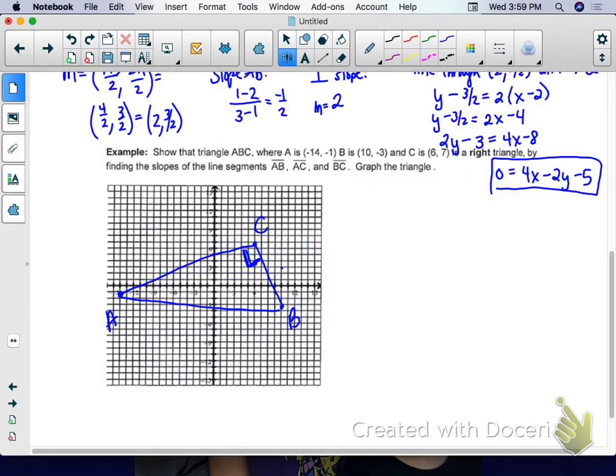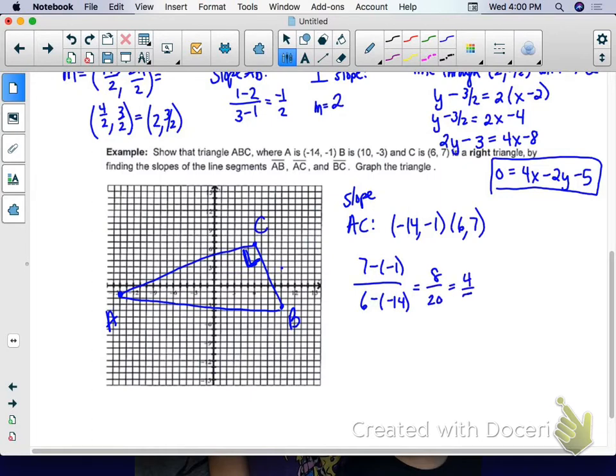So just to save myself some time, let's just find the slope of AC and BC and see if they're perpendicular. If not, since it says to show that the triangle is a right triangle, that means that it is. So pick 2 different ones, because it's got to be. So the slope of AC, okay, so let me actually write the points here. Being that they're not next to each other up above, it makes it a little bit harder to do. So AC, I'm going to take 7 minus negative 1 over 6 minus negative 14. So that's going to be 8 over 20, which is 4/5.